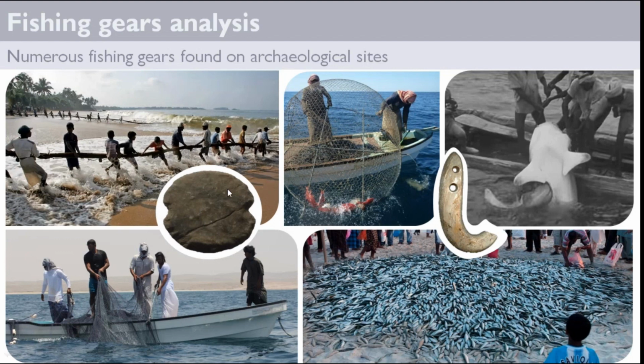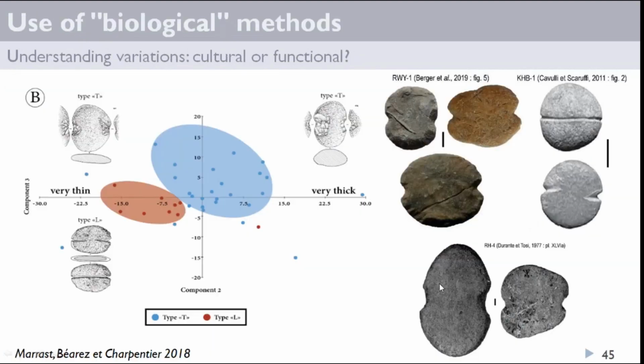And so this kind of gear could be used in different ways. Especially the net sinker could be used for hook and line practice, to weight the hook and line, or it could also be used to weight a trap, or it could be used for this kind of net, the bishen, but also this one, but also the cast net. So it could be a very different use.